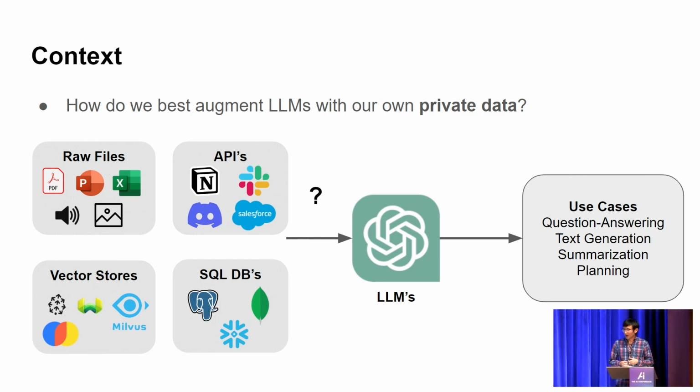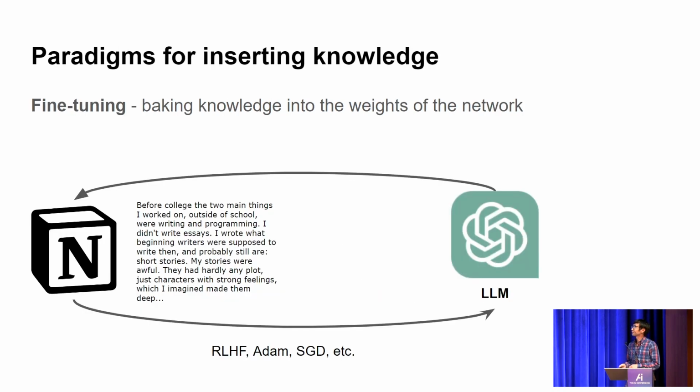Ever since this project was started around last November or so, we asked ourselves, how do we best augment these language models with our own private sources of data? That really is the mission statement of the company. Anything from raw files like PDFs, PowerPoints, Excel sheets, APIs like Notion, Slack, vector DBs, any sort of data DBs like data warehouses. How do we bring all this data into the language model itself? Because the language model inherently isn't going to know about it.